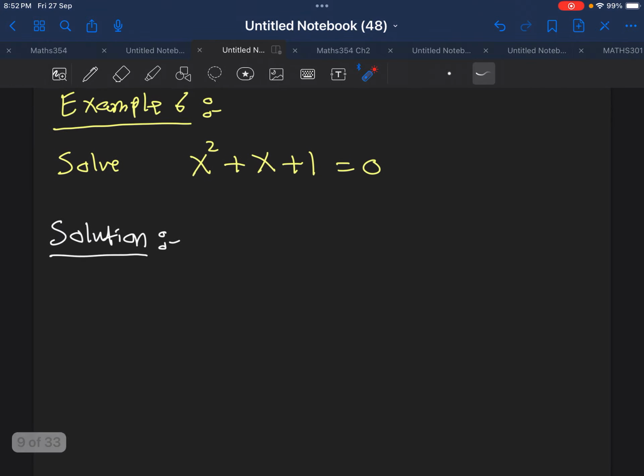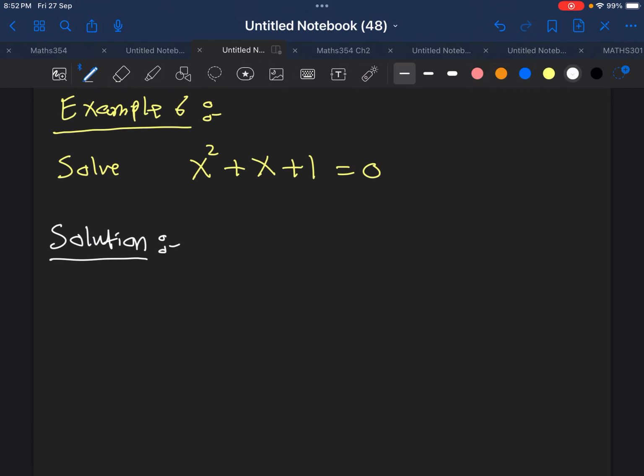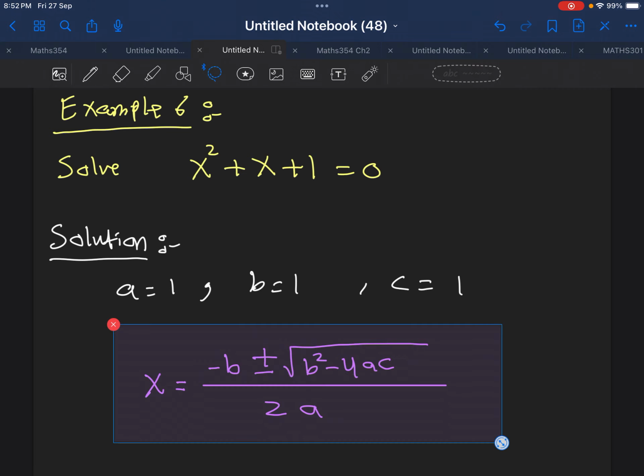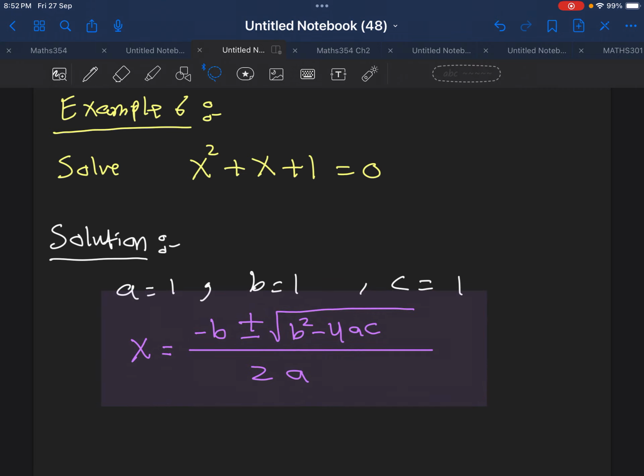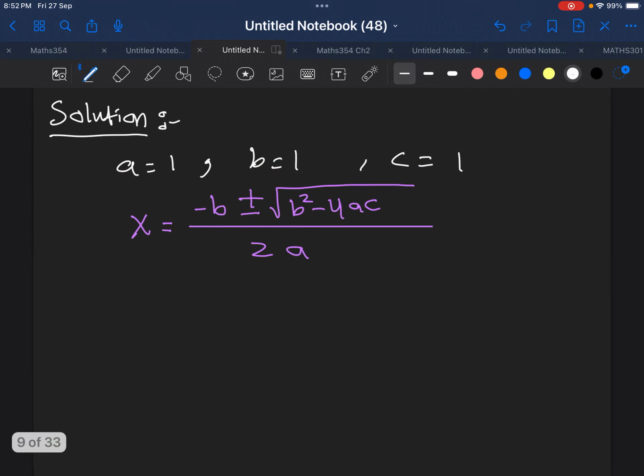Next, in example 6, again, we need to solve a quadratic equation. So you find a, b, and c, and we can notice that all of them are equal to 1. The number in front of x squared is 1, the number in front of x is 1, and the number alone is also 1. Now all we need to do is apply the quadratic formula.